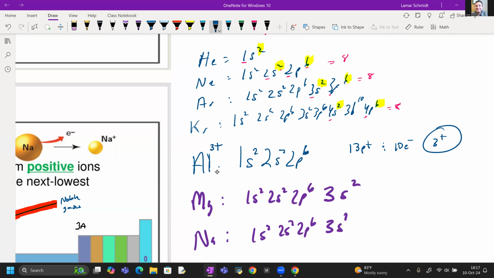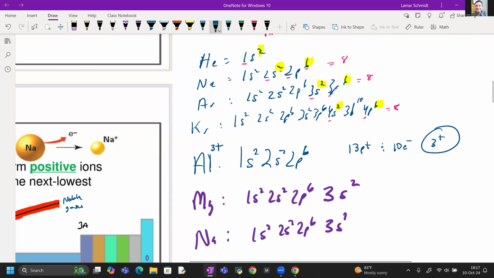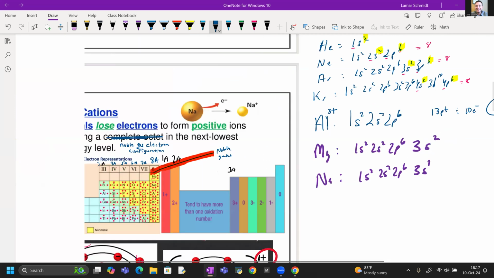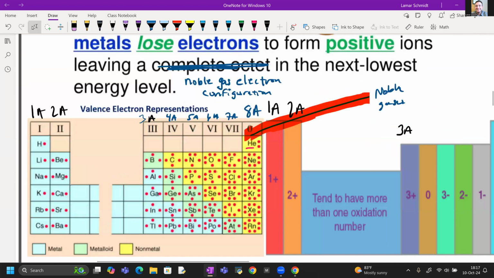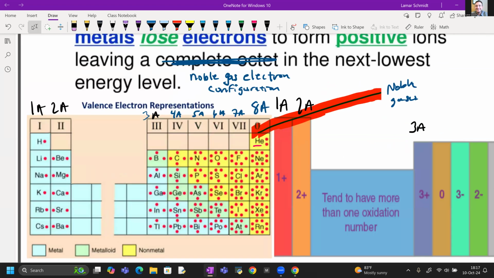If we look at magnesium, we see magnesium, sure enough, there in group 2A, has 2 valence electrons. We notice that magnesium is a metal, and metals tend to lose electrons to form a cation. But they don't just lose an electron, it loses enough electrons to obtain a what? Noble gas electron configuration in the next lowest energy level.